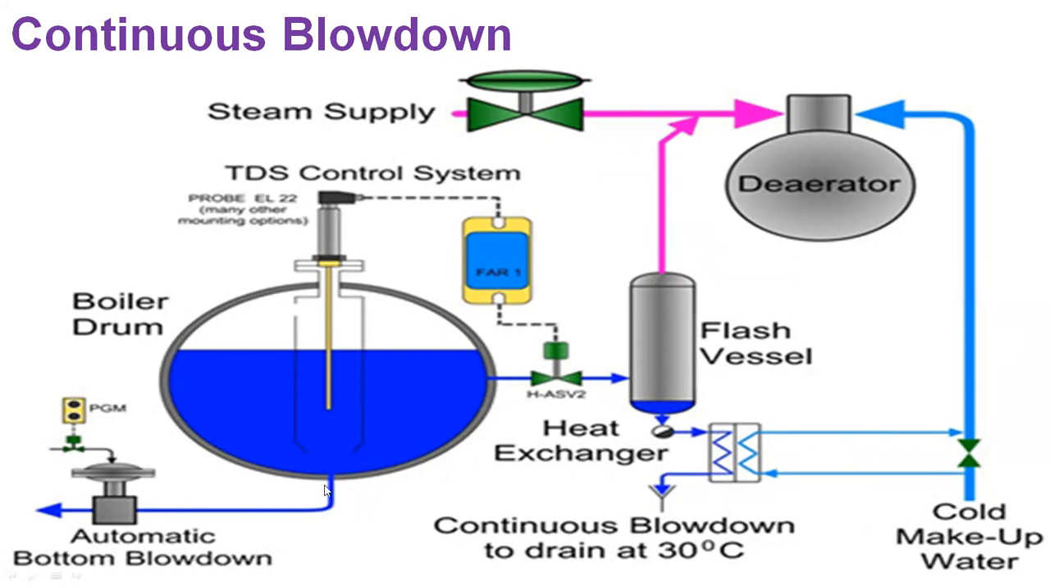We have a boiler drum. This is for the automatic blowdown. Then we have the heat exchanger, where the heat from the blowdown is recovered, and then the continuous blowdown is let down, and this is done by the cold makeup water, which is going through to the DA.